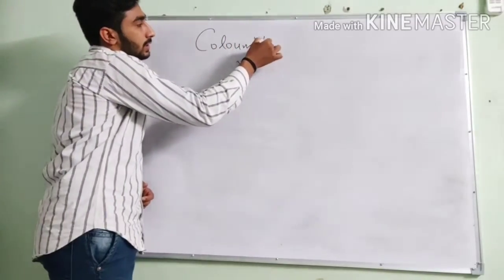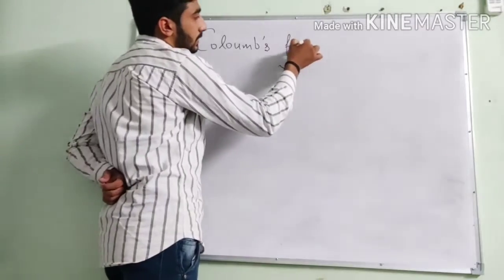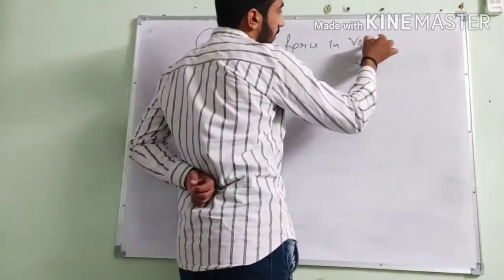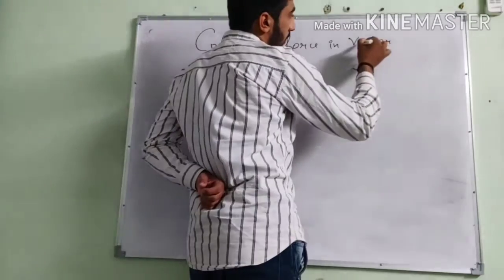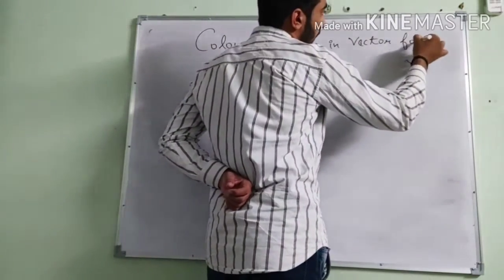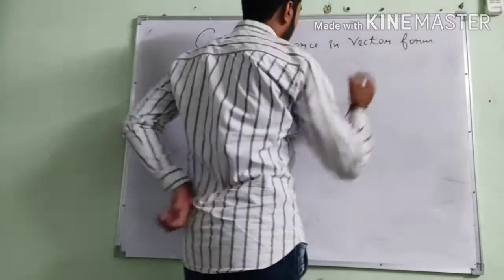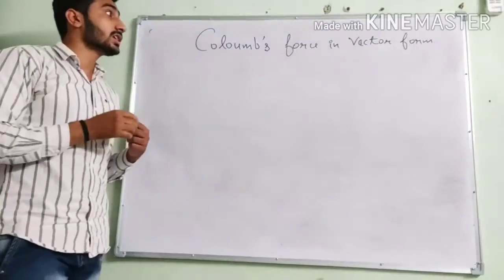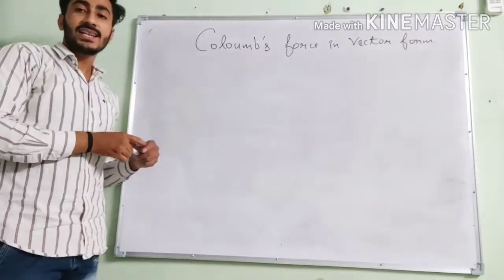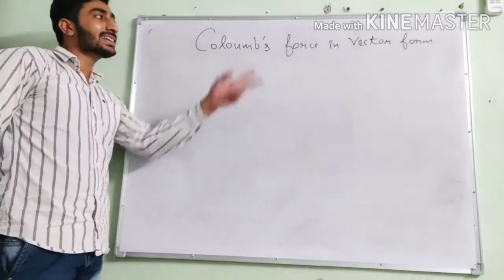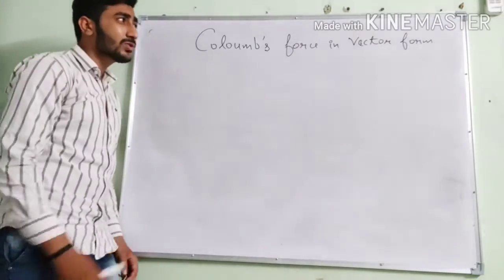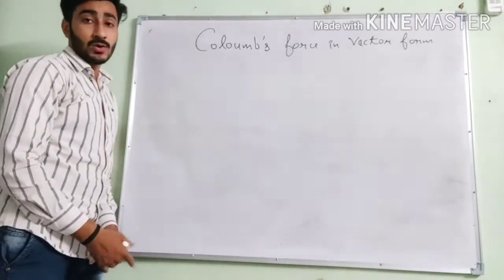Coulomb's force in vector form. As you all are very aware of the terms scalar and vector, scalar is only the magnitude and vector is magnitude as well as direction. Now, Coulomb's law in the vector form.